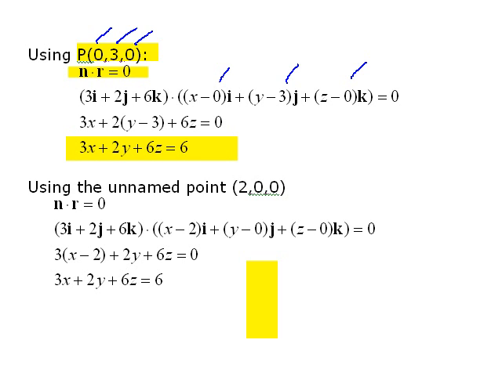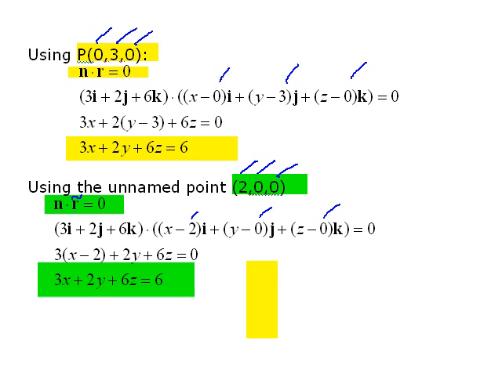Now I'm going to use the other unnamed point, which was 2, 0, 0. So I'm using the exact same equation, n dot r equals 0. I should have put an r tilde on there like I did in the diagram. So this is a little bit different r, but it's still in the plane. So we have the normal, 3i plus 2j plus 6k dotted with, and now it's x minus 2, y minus 0, and z minus 0. Work through this, and you get exactly the same equation.